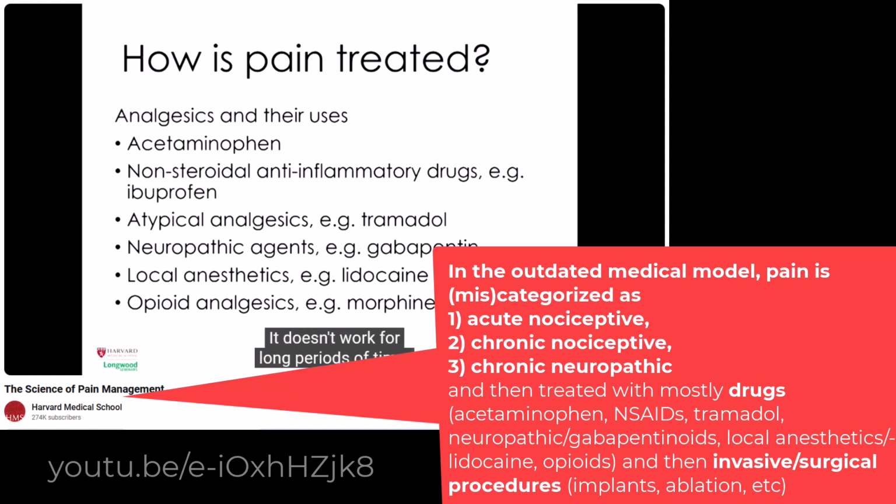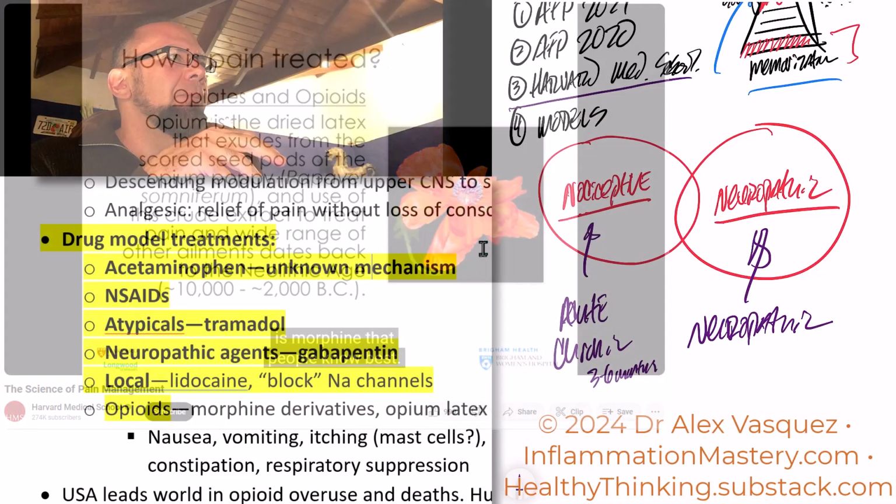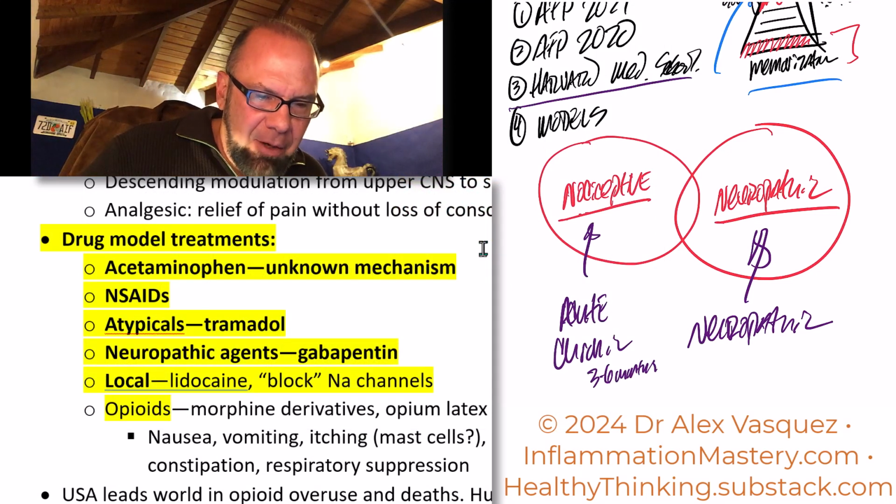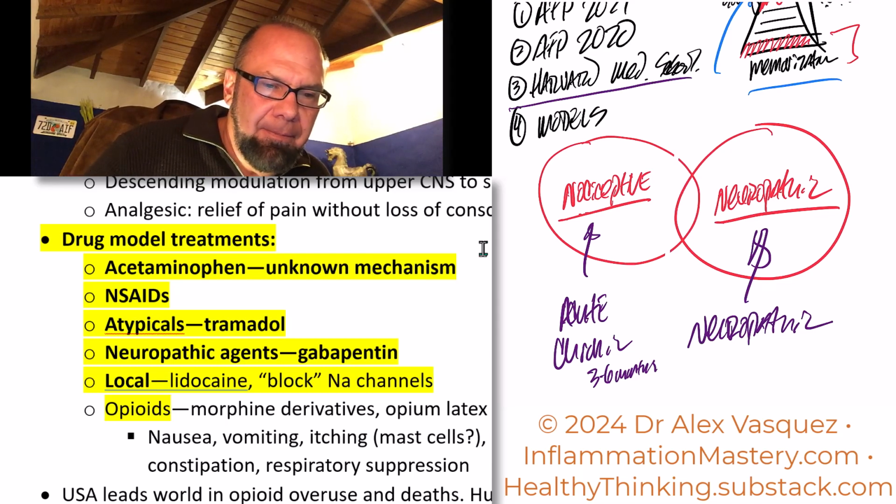It doesn't work for long periods of time, and it completely gets rid of all sensation, so it's very difficult to protect an area that's been anesthetized with a local anesthetic, and that limits their long-term use. And then finally, we're going to talk about opioid analgesics, which is where a lot of this controversy has come up, and the quintessential one, or the prototypic one, is morphine that people know best. Neuropathic agents such as gabapentin, which would obviously fit in this category of neuropathic pain.